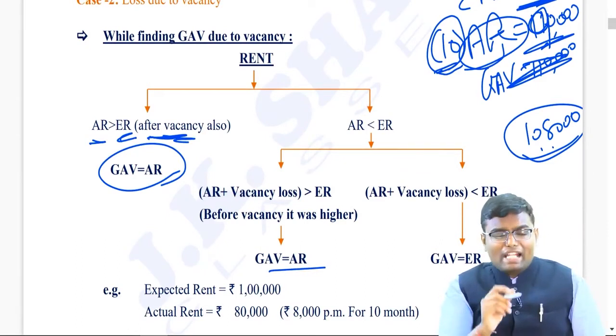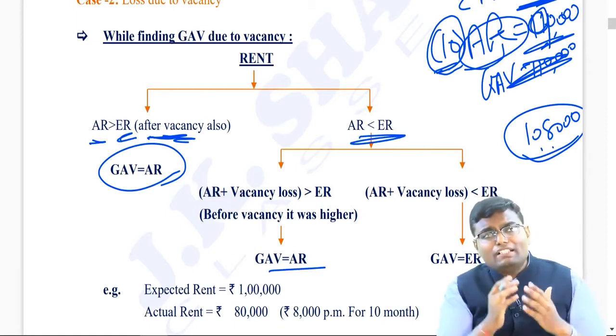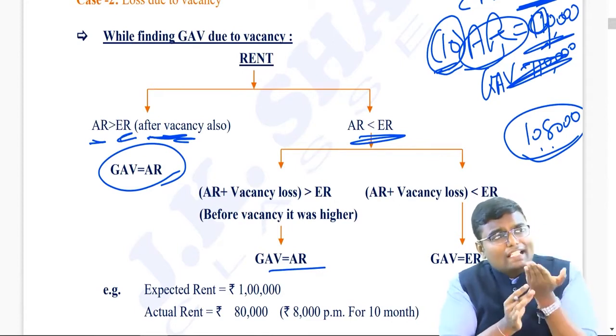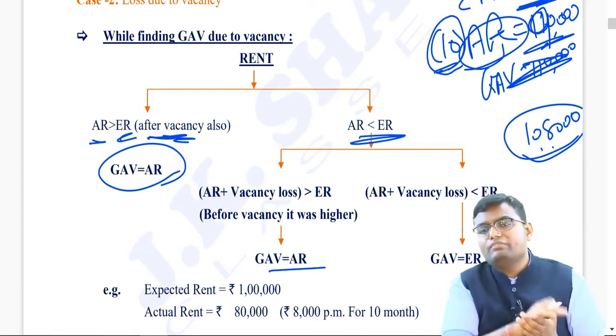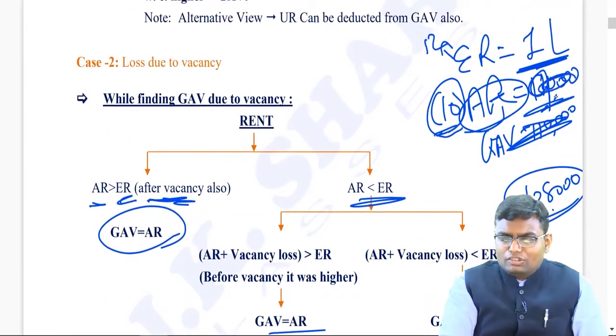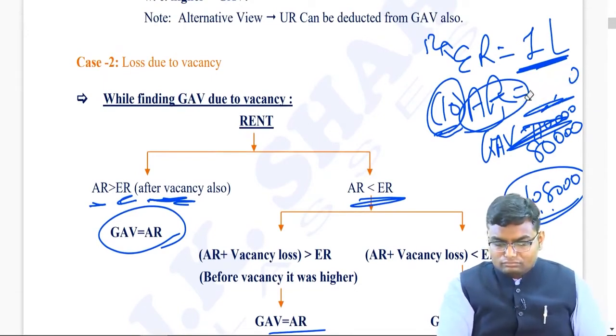Means if your actual rent is less than expected rent, then you see what my actual rent would be if there were no vacancy. If that amount was more than expected rent, though now it is less than expected rent, then actual rent will become your gross annual value. But let's say here the 10-month actual rent would have been 80,000 only. Still it is lower than expected rent. So now check.